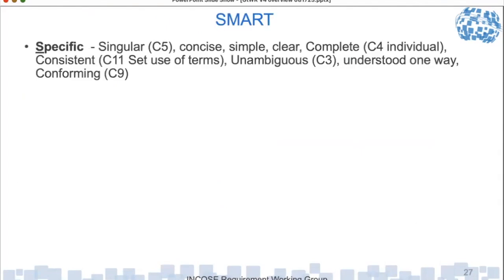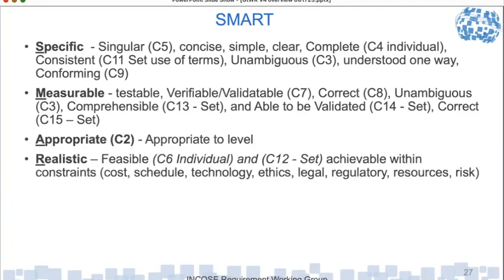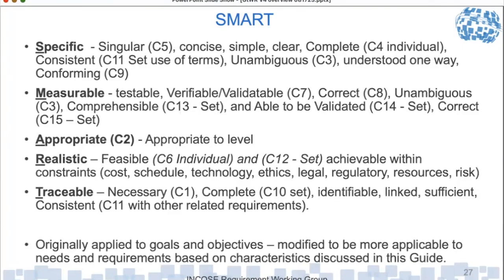You've probably heard about SMART requirements. Unfortunately, the original acronym SMART applied to goals and objectives. It didn't apply to requirements. So we've redefined SMART in terms of the characteristics that are defined in the Guide to Writing Requirements: specific, measurable, appropriate, realistic, traceable. Like I said, these were originally applied to goals and objectives. They're modified to be more applicable to the needs and requirements based on the characteristics in this guide.